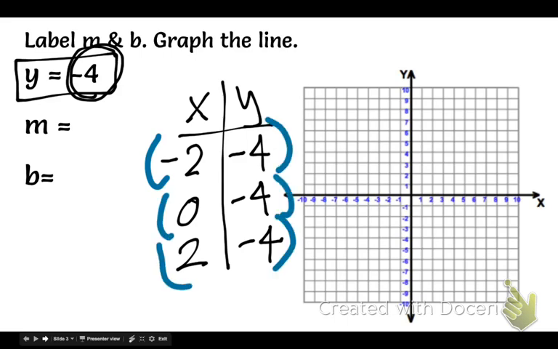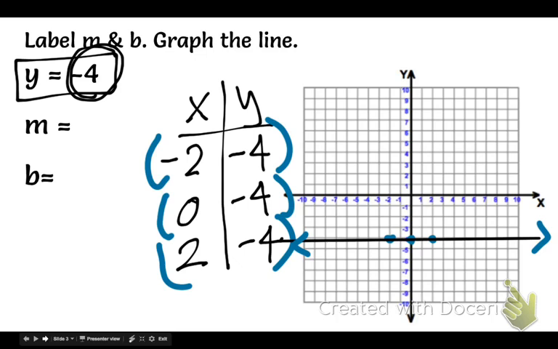So -2, -4, so I'm going to go left 2 and down 4. That's my first point. 0, -4 means I don't go left or right, and I just go down 4. And then 2, -4 means I go to the right 2 and down 4. All right, so hopefully you can see that my line is starting to come together, and it's starting to look like a horizontal line. All right, I'm going to put some arrows on both sides of that line right there.